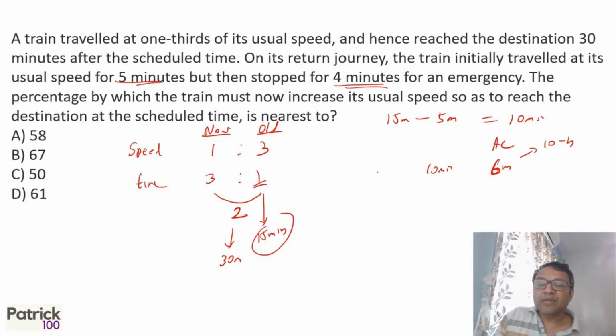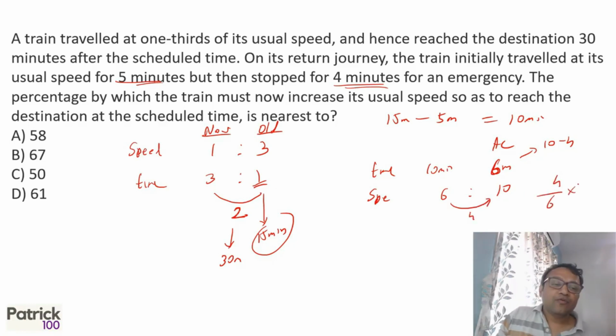So that means if the ratio of the time is 10:6, the ratio of the speed becomes 6:10. So how much is the actual speed more? His actual speed is more by 4 out of 6 into 100, which is 66%. B is the closest answer. 66.66%, so 67 is the answer.